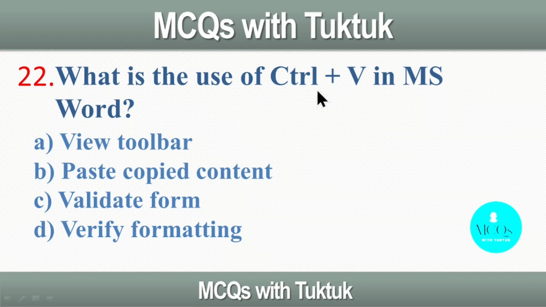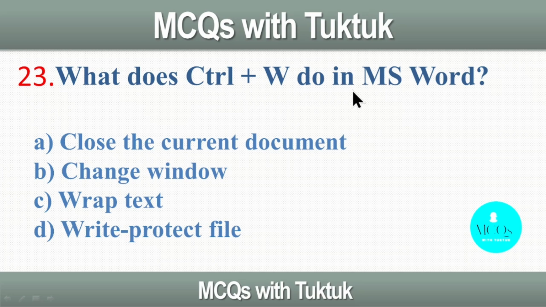What is the use of Ctrl+V? We all know Ctrl+C is for copy, but after copying, what will you do? You have to paste the text, you have to press Ctrl+V. To paste the text wherever you require, you have to take your cursor there and press Ctrl+V. What does Ctrl+W do? Ctrl+W will close the current document.